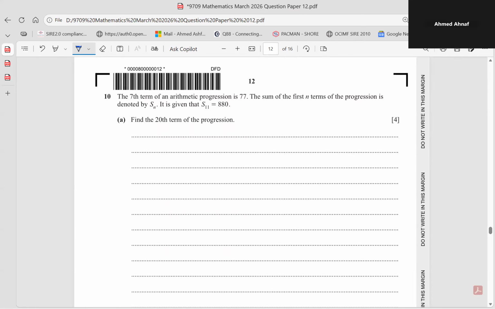Okay, so for this question, we are told that the 7th term of an arithmetic progression is 77. The sum of the first n terms of the progression is denoted by Sn, and we're told that S11, the sum of the first 11 terms, is 880. Okay, so for the first part, we're told to find the 20th term of the progression.